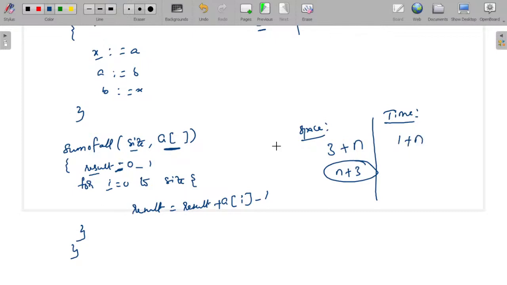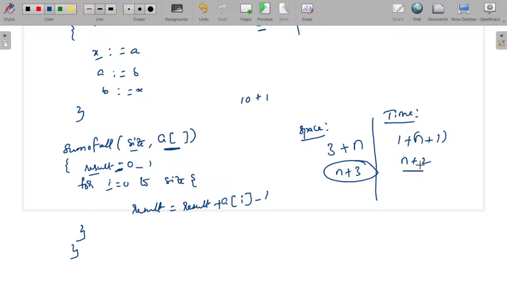And not only that, this for loop also takes one extra iteration to check the failing condition. For example, if I have to find the sum of 10 numbers, this for loop will be executed 10 times, and also it will execute for the 11th time to check the false condition, which is like 10 plus 1. So here it will be n plus 1. In total, the time complexity for this algorithm is n plus 2.